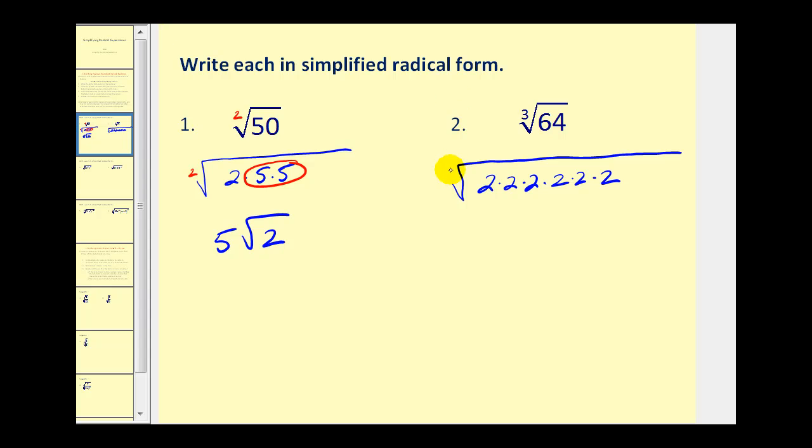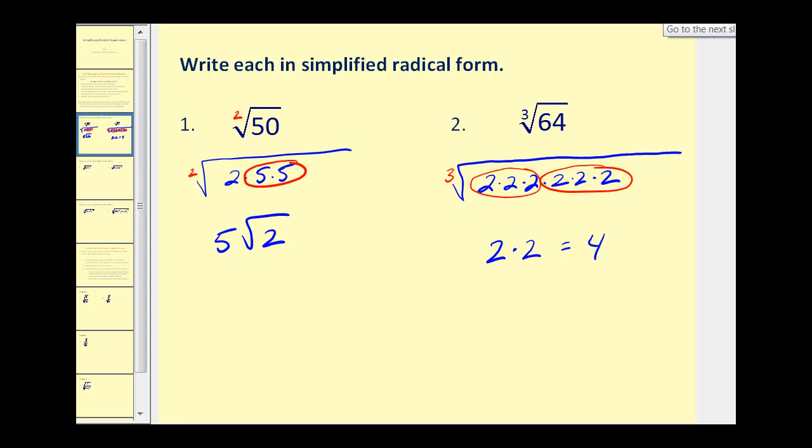Again, the index is now 3, so we'll circle groups of 3. There's a perfect cube factor, and there's a perfect cube factor. Well, the cube root of 2 cubed would be 2 from this group, and then the cube root of 2 cubed here would also be another 2. Well, 2 times 2 is equal to 4. The cube root of 64 equals 4. Again, notice we're taking one factor from each group that we circle.